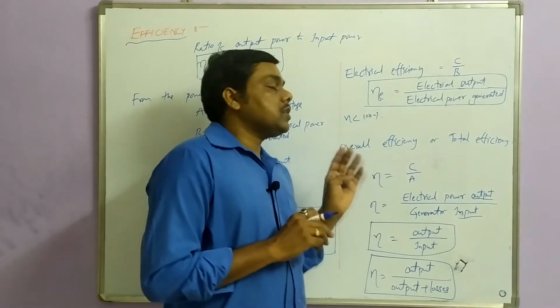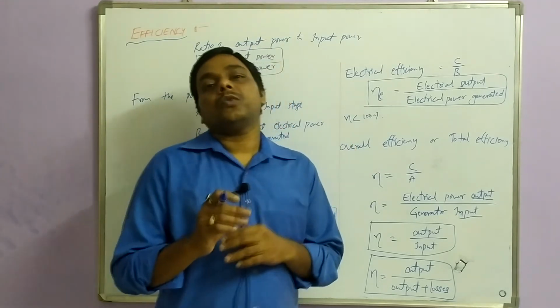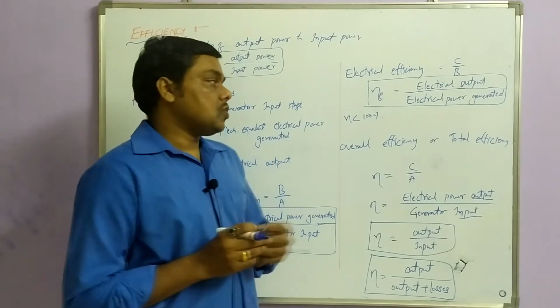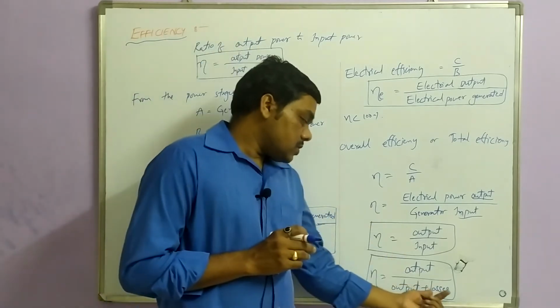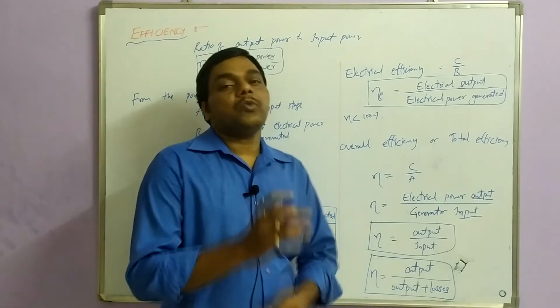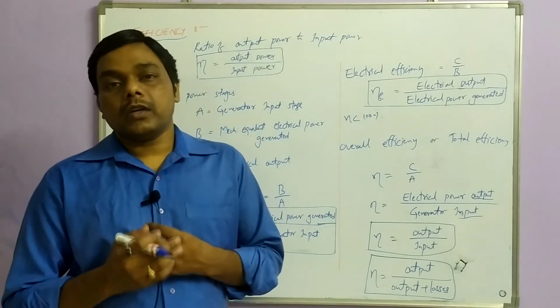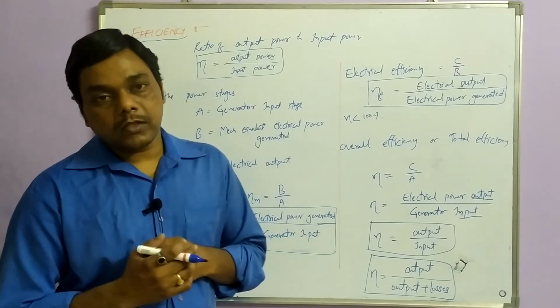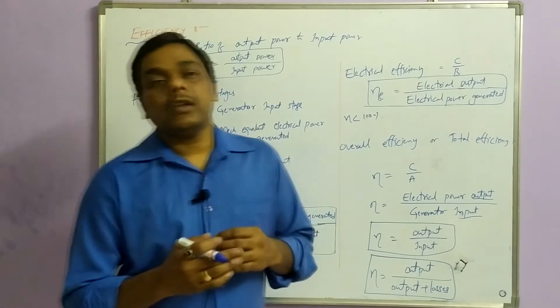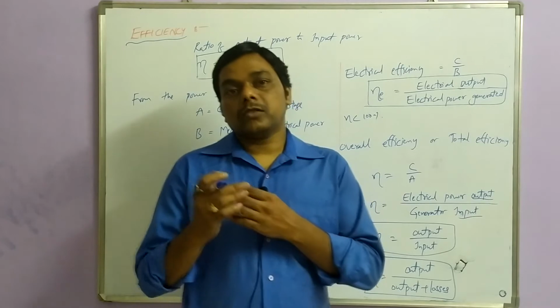In commercial applications it may vary from 85 to 95%. So reduction of losses improves the efficiency. By using good conductors we can reduce the copper losses. By using good material we will decrease the hysteresis losses.